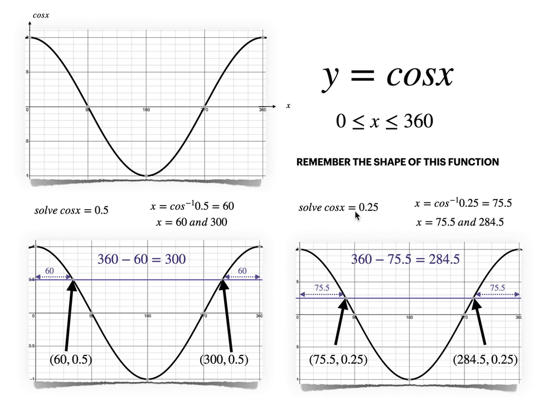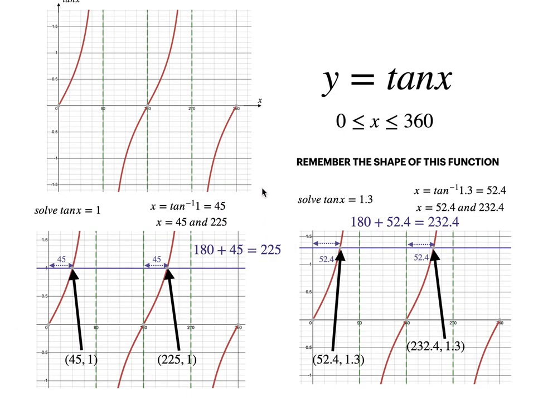Similar, solve cos x equals 0.25. Well, if I do the inverse cos of 0.25, I get an answer of 75.5. So that's my first one there. That's the coordinates. And then if I subtract that from 360, I'll come back 75.5 from there because it's symmetrical. Then I'll get the other solution at 284.5.